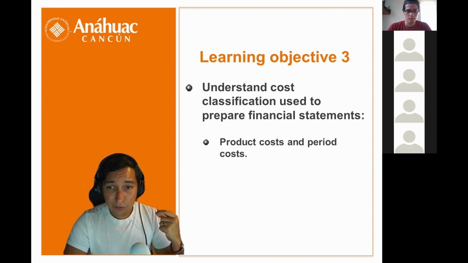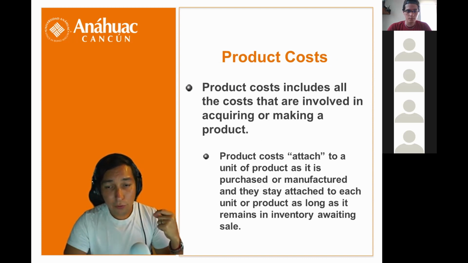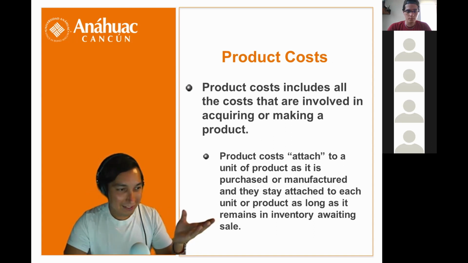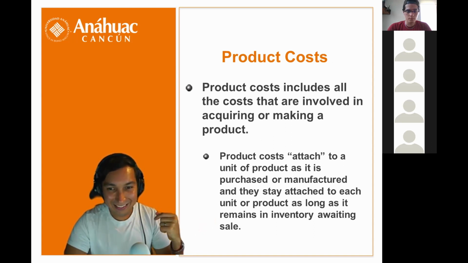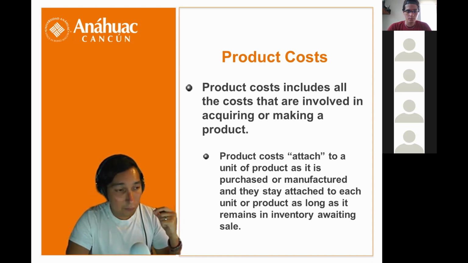We need to understand product costs versus period costs, which is a lot of what I was just talking about. A product cost includes all of the costs that are involved in acquiring or making a product. Hopefully you remember that term from financial accounting. If you are in the course, I define it, and remember the example, that it's any cost incurred to obtain the product and ready it for resale.